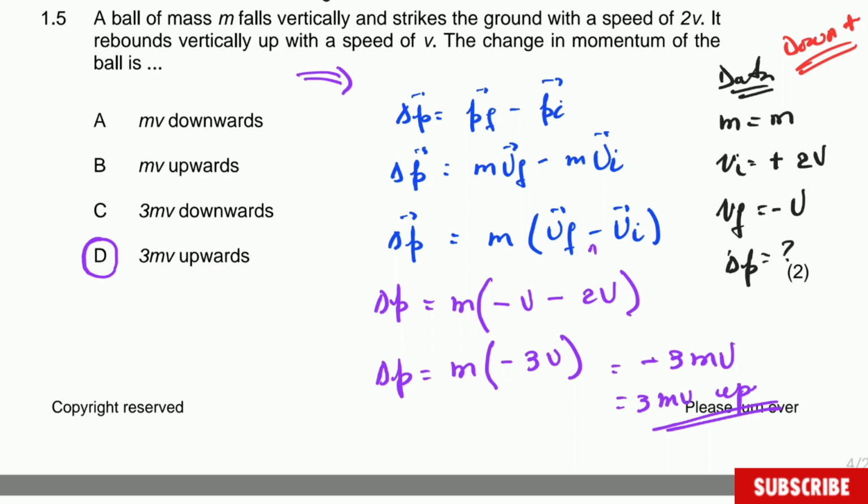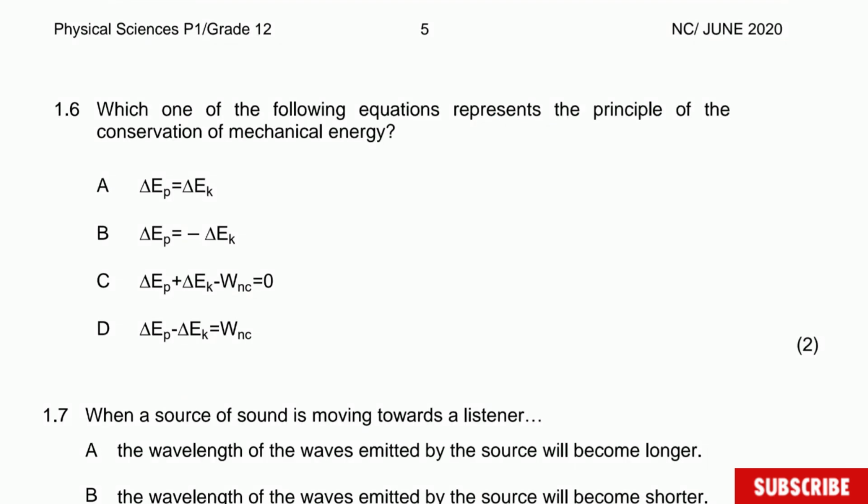Let's go to question 1.6. Question 1.6 says, which one of the following equations represents the principle of conservation of mechanical energy? I want you to remember that this principle says that if the system is isolated, the total mechanical energy initial is equal to the total mechanical energy final.